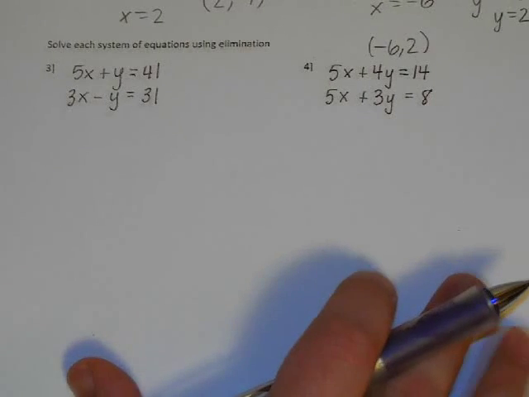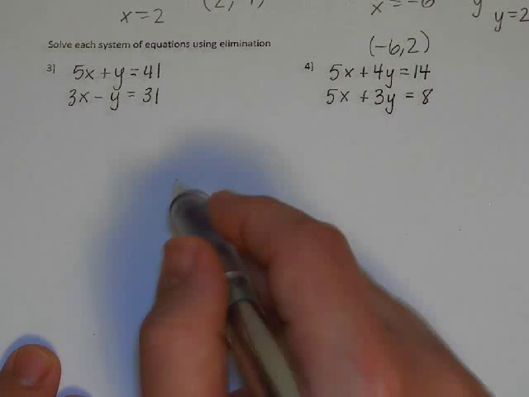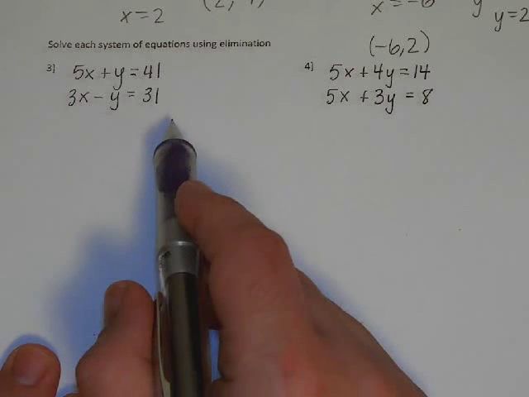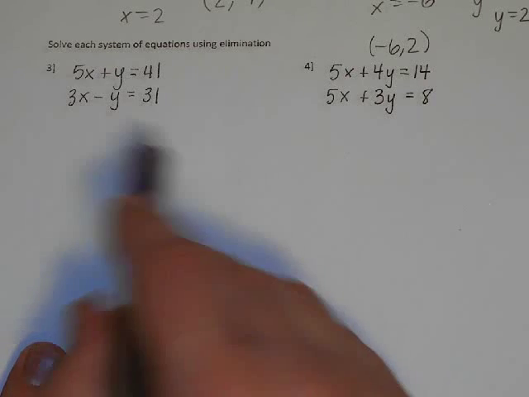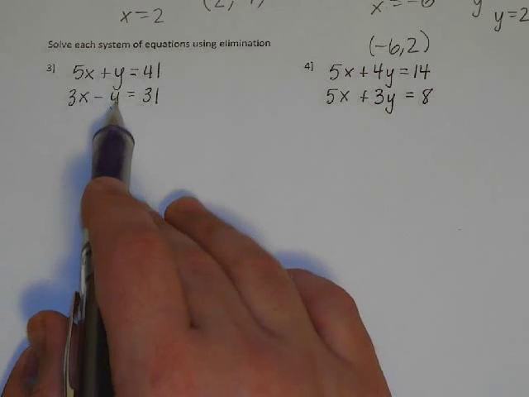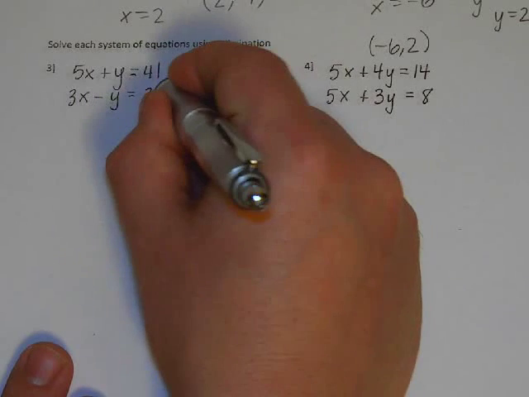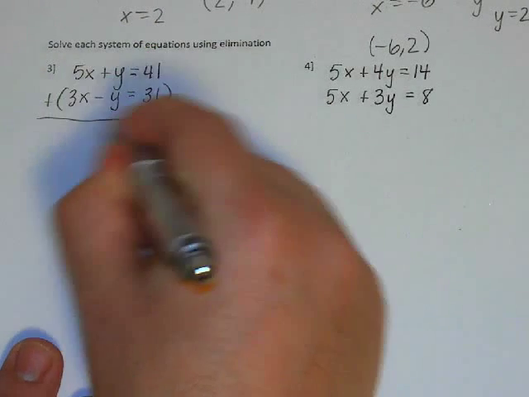Okay, numbers 3 and 4, and actually 5 and 6, we're solving with elimination. Now we first look and see, can we add or subtract to eliminate a variable? So what we're looking for is variable coefficients that are either the same or opposite. Well, looking at number 3, we see that we have a positive y in the top and we have a minus y in the bottom. So if we add these two equations together, the y would be eliminated. So we'll add the two equations together.